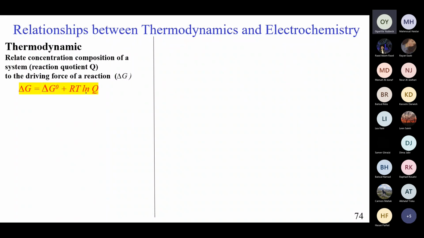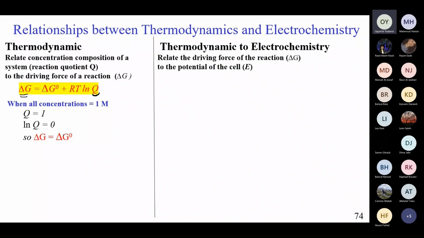RT ln Q, and this is a relationship between free energy and the composition of any reaction. When the concentrations are 1 molar, that means the composition of the reaction Q is going to be 1, and ln of Q will be 0, and therefore the delta G of the system is simply equal to the free energy at standard conditions, delta G naught.